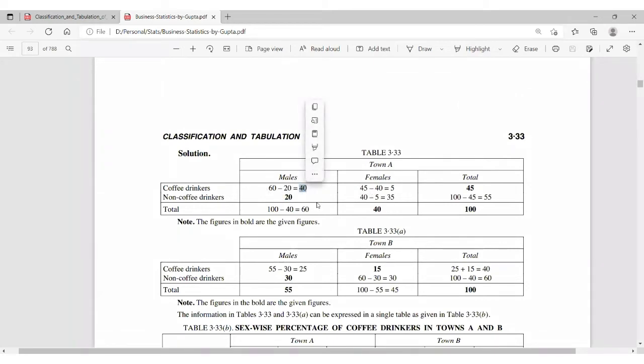So this we come to 40. Total we have 45, so 45 minus 40, we get 5. Because total is 45, so 100 minus 45, we get 55, this figure. Then 55 minus 20, we got this. That is the same thing, 40 minus 5.